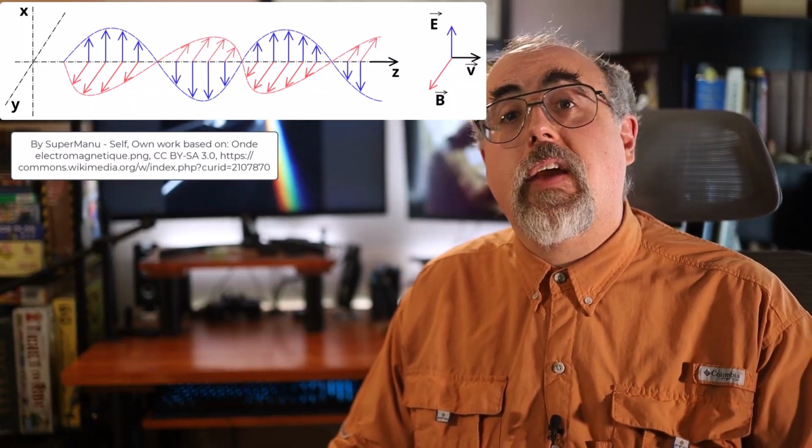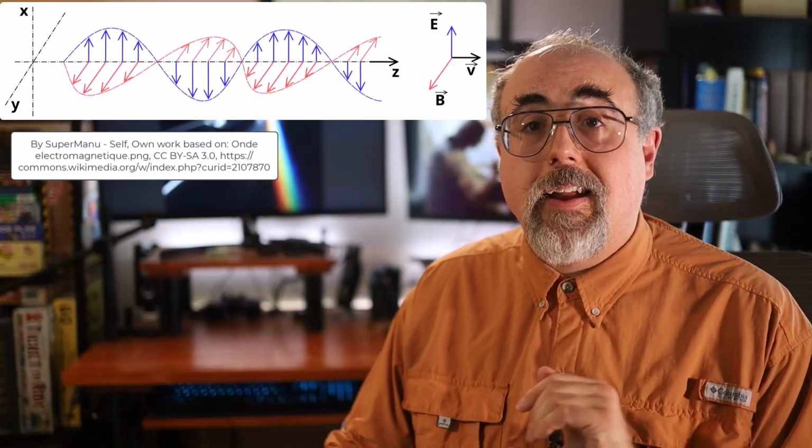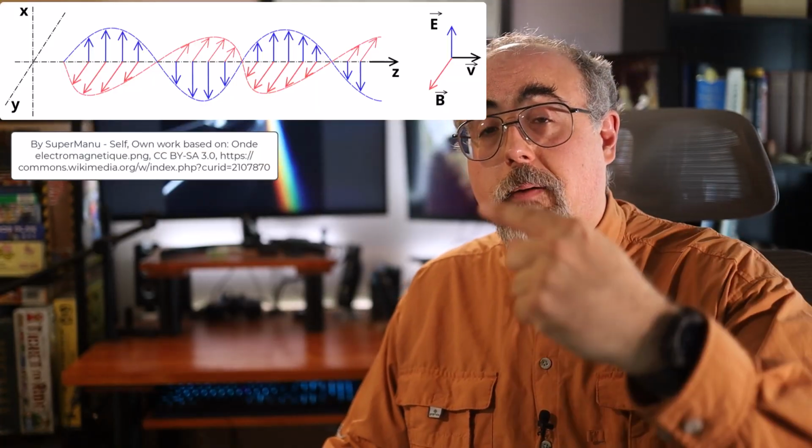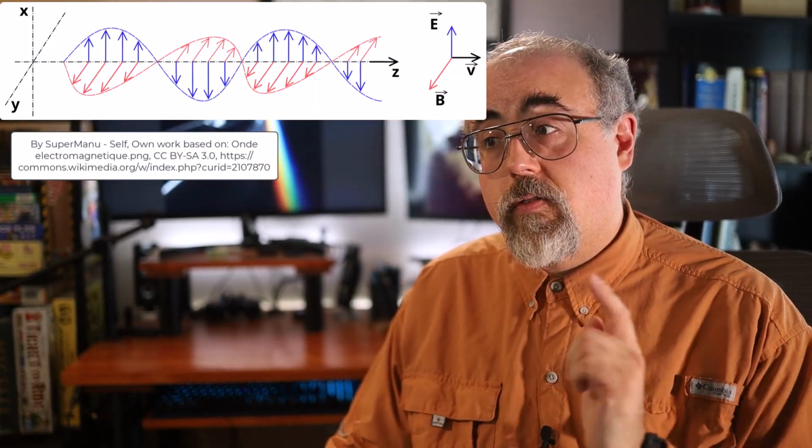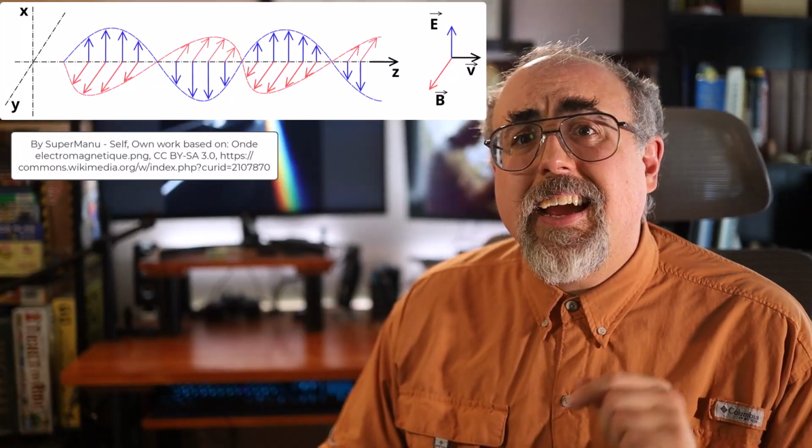You've got an electric wave and a magnetic wave, and they're rotated 90 degrees. So if the electric wave is going up and down, the magnetic wave is going back and forth. They're both traveling in the same direction. Light is also packaged into little packets, little particles called photons, which allows it to go through a vacuum.